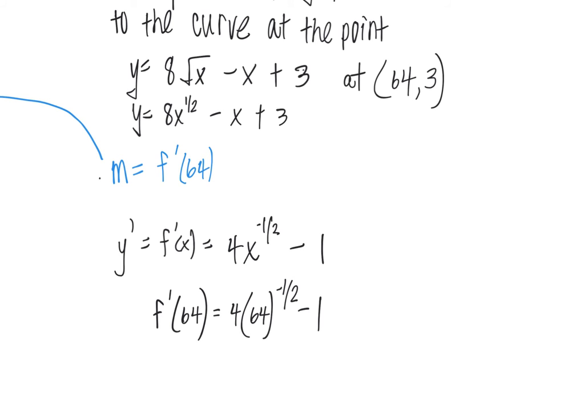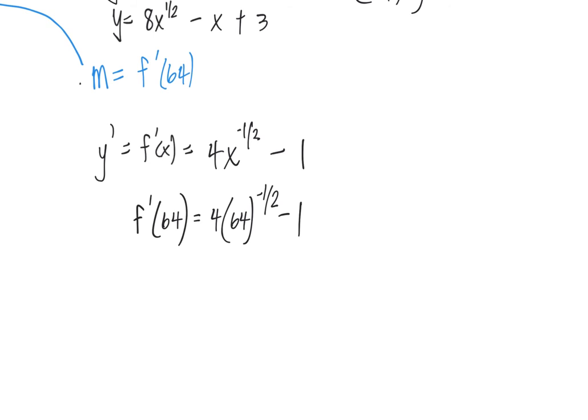Now, 64 to the negative 1/2 power is essentially 1 over 8. But when you're typing this in your calculator, put the 64 to the negative 1/2 power in first, and then multiply it by 4. Okay, so 64 to the negative 1/2 power. Let's see, I'm going to turn it into a fraction. 1 over 128.